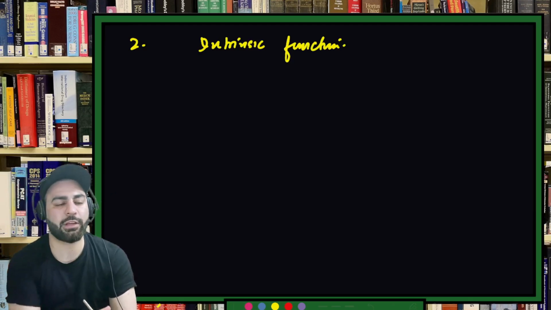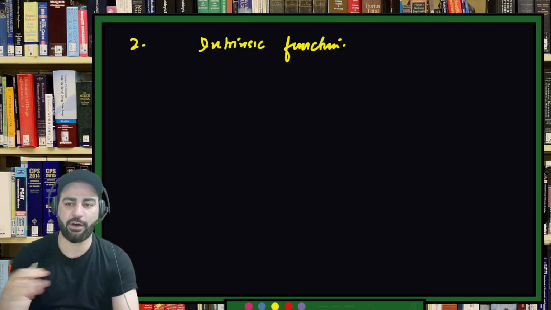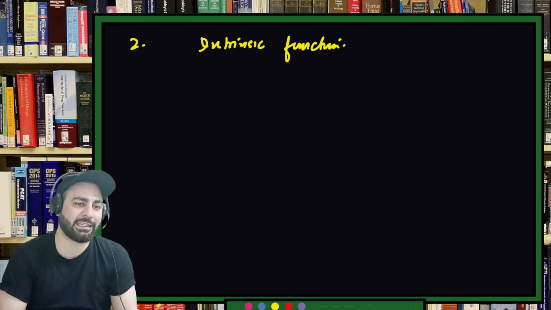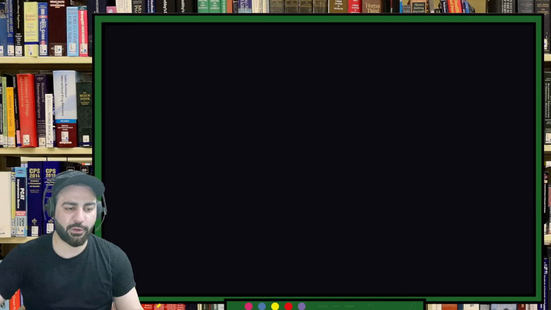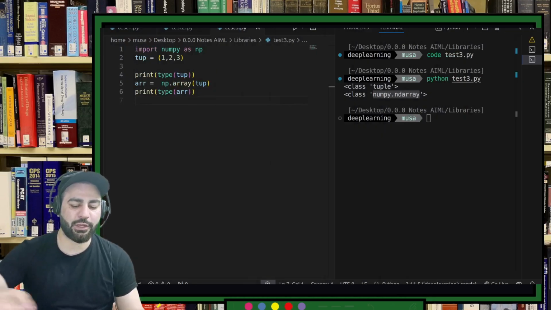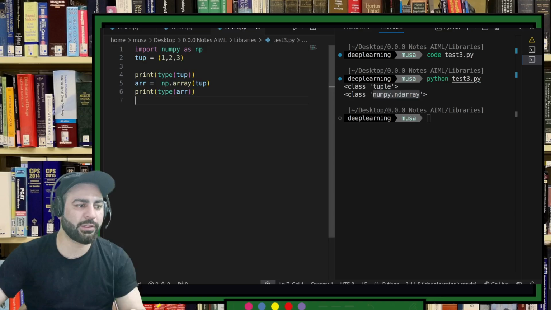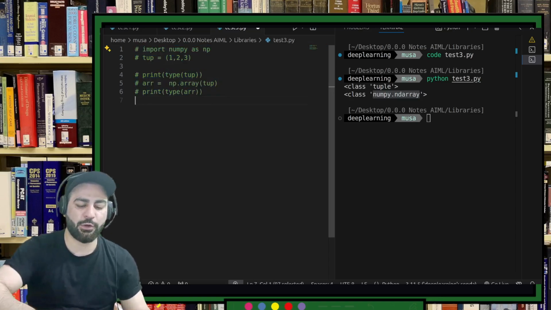Let's suppose you want to create all zeros, or you want to create an array of ones, or you want to create an identity matrix. For that you have functions. Okay, let's go back to VS Code and see that. Let's say you want to create all zeros. What you can do is, let me comment this code.